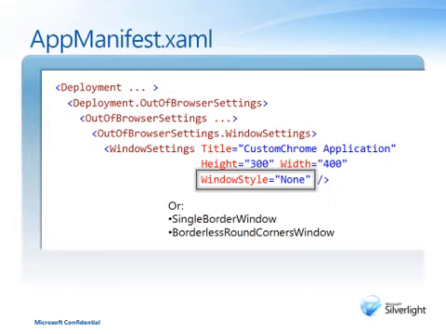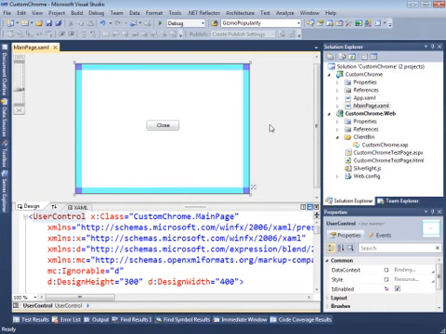To disable the default window Chrome, you need to specify a window style in the window settings element in your app.xaml. Setting this to none will give you a square window with no borders, while borderless round corners window will give you a window with rounded corners and no borders. Let's look at that in action.